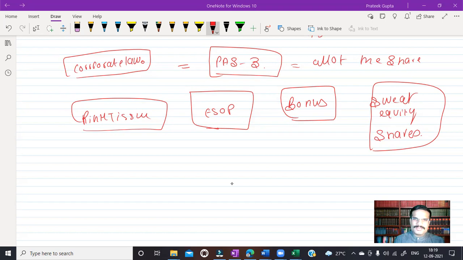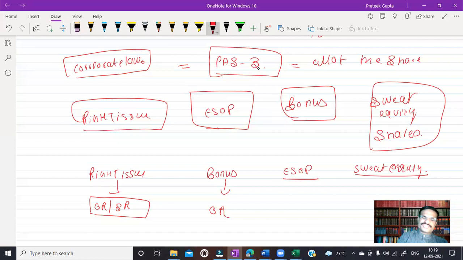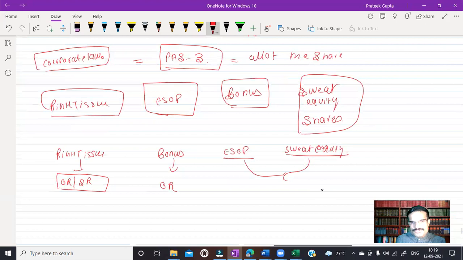Look beta, to issue a rights issue, we do not pass anything. We do not pass an ordinary resolution or a special resolution, not required as such. But for a bonus issue, we pass an ordinary resolution. This is ESOPs and this is sweat equity shares. Sweat equity shares or ESOPs will be given to whom? To shareholders or to employees, tell me beta. To the employees, sir. Very nice.